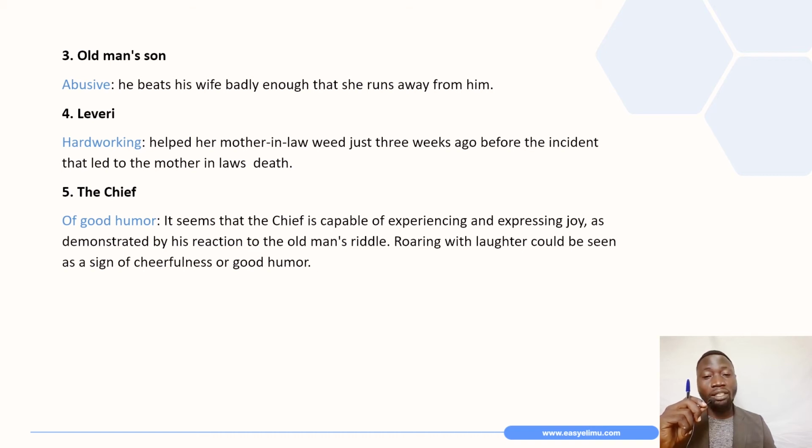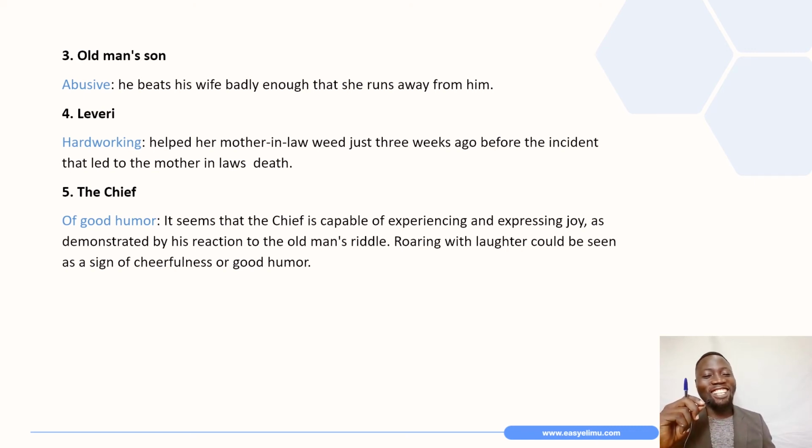in the community, the spirits were jealous of a happy and contented wife. The spirits were not happy with a wife who is contented and also happy. So the old man's son is seen to be following the traditions. So he beats his wife so badly that she runs away from him.